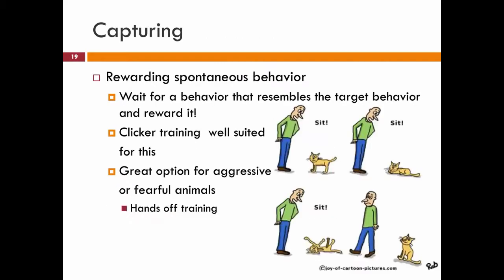So to tell you a little bit more about capturing, what this is really just rewarding spontaneous behavior. We sit and we wait for behavior that resembles the behavior that we want, and when it happens, we reward it. Clicker training is actually really well suited for this because you can just sit there with your clicker and wait, and oh, it happens, you click, and you reward. This is a really, really great option for aggressive or fearful animals because it's very much hands-off. You never actually have to touch the animal to make anything happen.